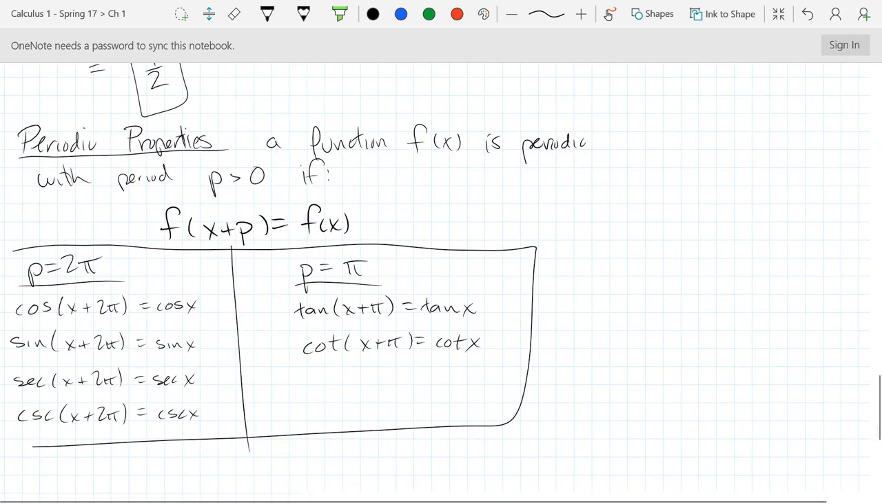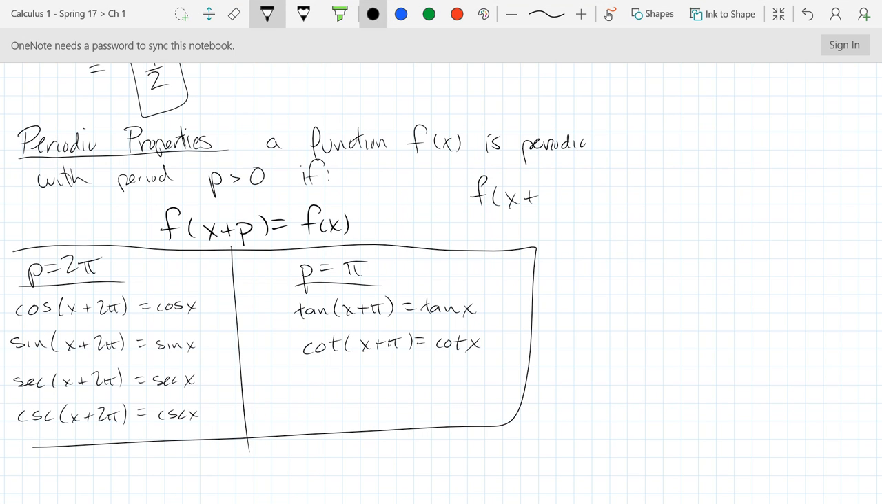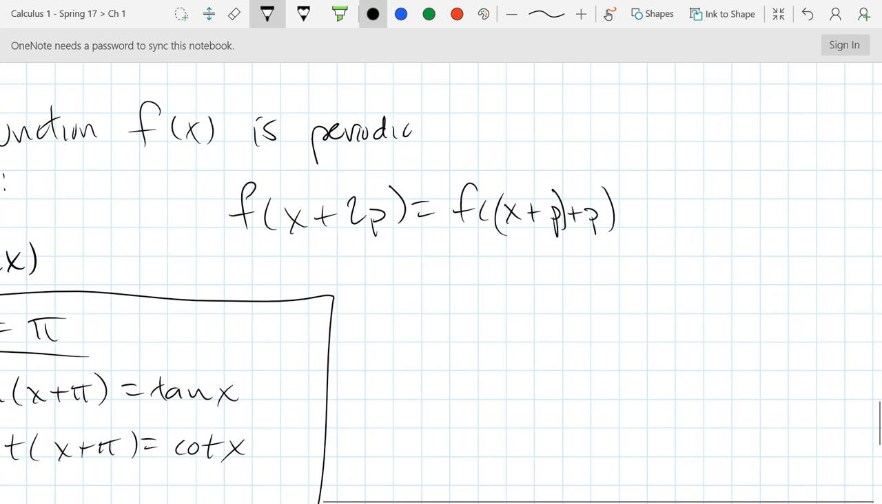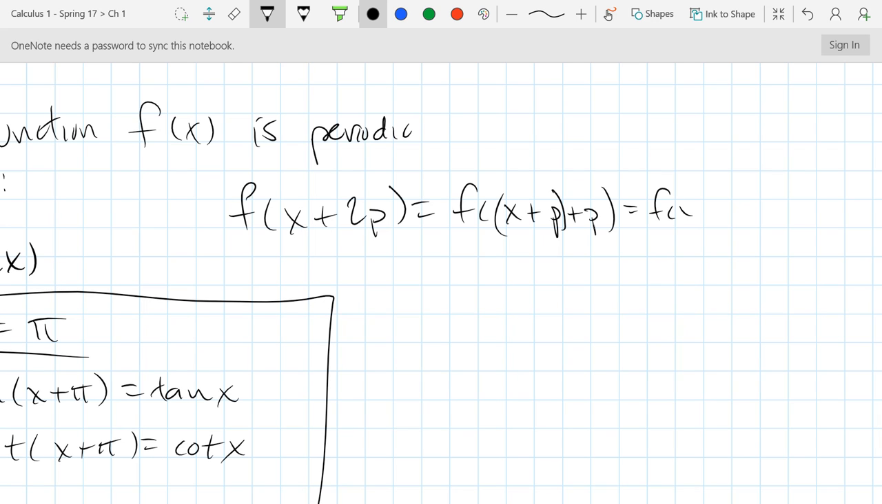And another property of periodic functions: what happens if we add two periods in here? x plus 2p. We could write that as x plus p plus p. And if we regroup this way, I can use the periodic property and say that adding that last p doesn't change the output of our function. So this is f of just x plus p. And use the periodic property a second time, and we have just f of x.